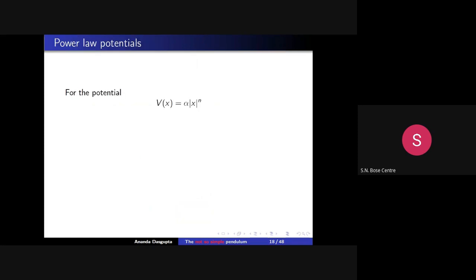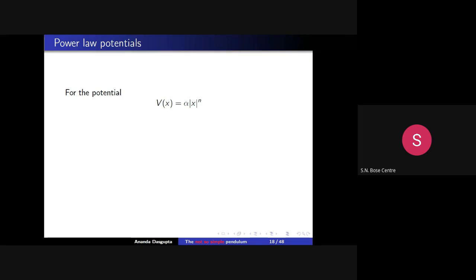Okay. So let's see an application of this. How many of you know the results for this? If you have a power law potential, one power law you obviously know, which is 2. That's the harmonic oscillator. So if V of x is given by alpha x square, you definitely know what the time period is going to be. In particular, you know how the time period depends on the amplitude. It doesn't, right? But suppose I did this for n equals 4.